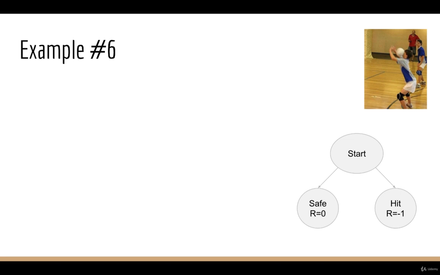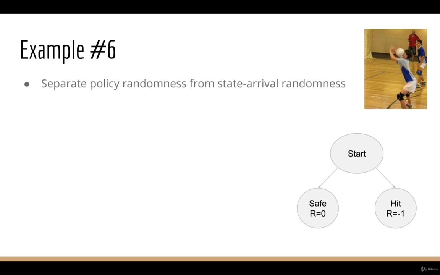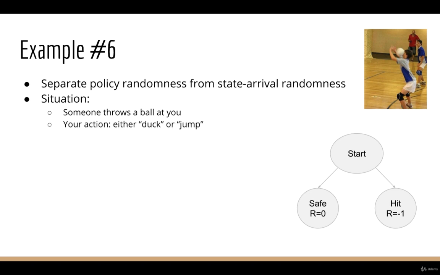In this next example, we're going to look at a simpler state diagram, but with more complex probabilities. This will be a somewhat more realistic scenario, so you can actually picture what's happening. The start state is you standing. Now someone throws a ball at you, so you can kind of think of this as dodgeball. You have two choices. You can either decide to jump or duck. Those are your two actions. The next state is you either get hit or you don't get hit, which means you're safe. Let's say the reward for getting hit is -1 and the reward for not getting hit is 0.